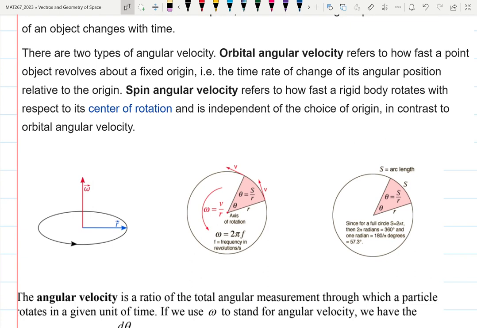Orbital angular velocity refers to how fast a point object revolves about a fixed origin. Spin angular velocity refers to how fast a rigid body rotates with respect to its center of rotation and is independent of the choice of origin.